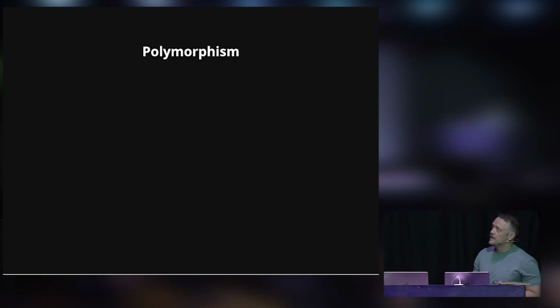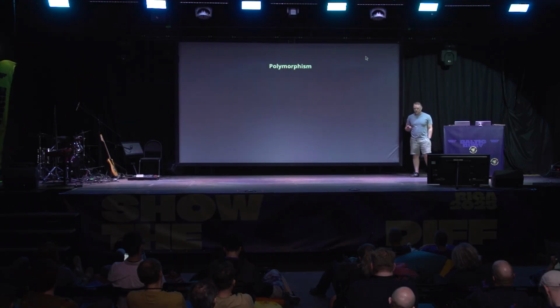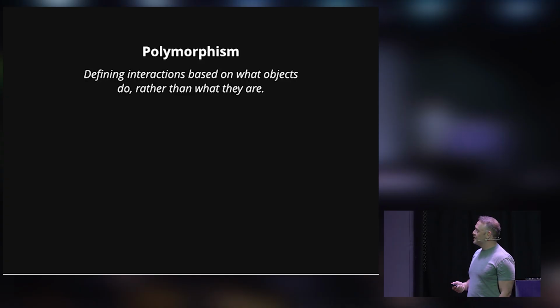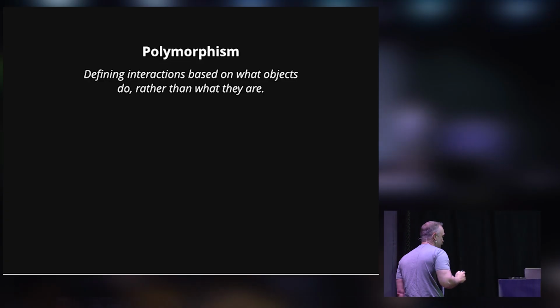The next core principle is polymorphism. I once interviewed for a job, and the interview question was, can you define polymorphism? I panicked and said, it's when you're shaped like a parrot. Turns out polymorphism has nothing to do with parrots. It's about defining interactions based on what objects do rather than what they are.